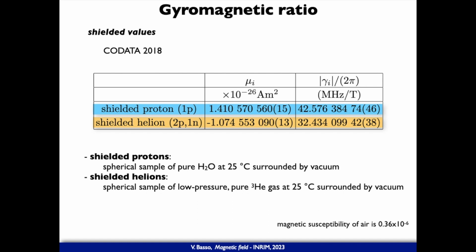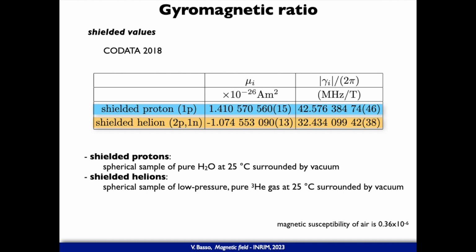One is to use the proton, but not the single proton, which is not easy to realize as a system, but the proton of hydrogen, especially when hydrogen is bonded in water. So liquid water at a certain temperature in a spherical sample surrounded by vacuum is a system that can be well defined, and where the measurement of the gyromagnetic ratio can be performed with very good reproducibility, and you find the value which is written there.